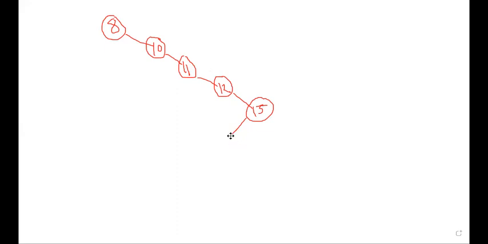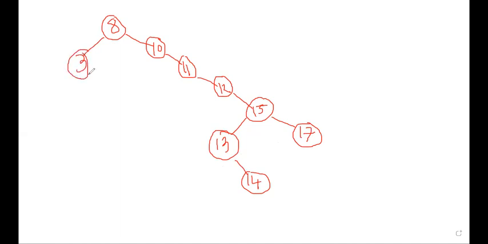One more element is 13. Then we got the next element, 14. And 15, as the node 15, has on its right side 17. Now next is 3, next is 4, next is 6. Next one is 3, which is on the left side, and 7 is on the right side of node 6.